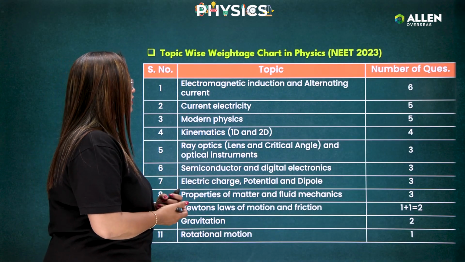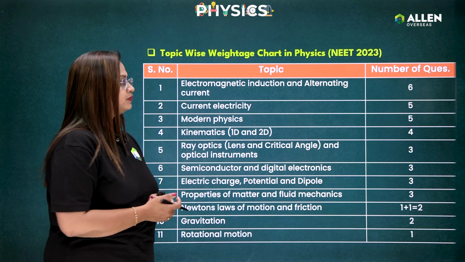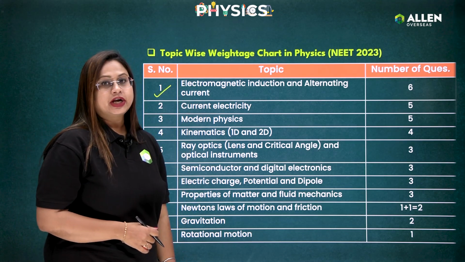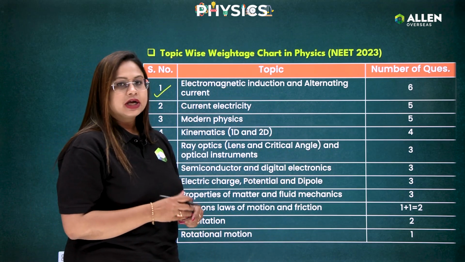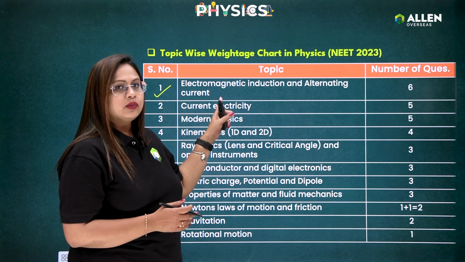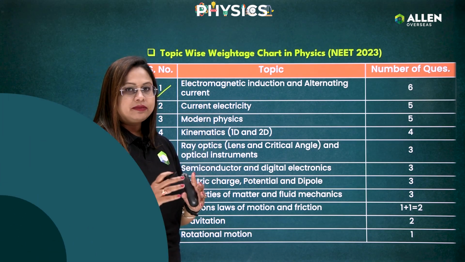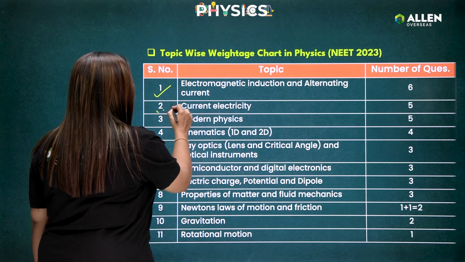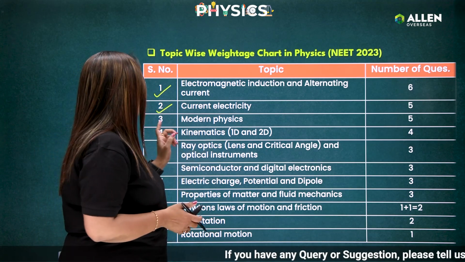Now coming to the topic-wise weightage chart in physics for NEET 2023, which is again very important. The highest number of questions were asked from electromagnetic induction and alternating current. Total 6 questions were asked from this chapter, combining electromagnetic induction and alternating current. And from alternating current, 1 question was asked on displacement current, that uses the concept you study in electromagnetic waves.